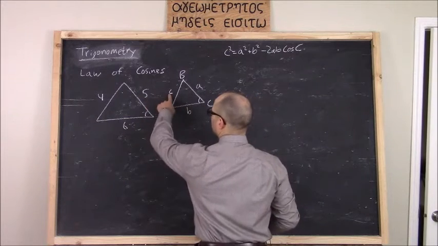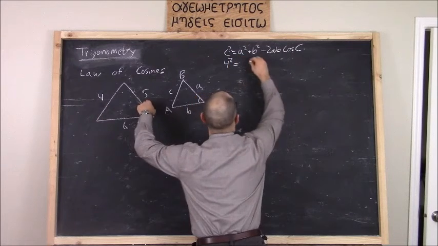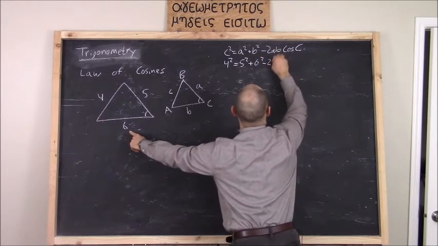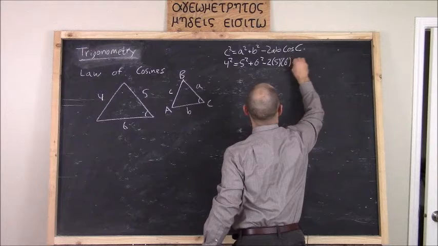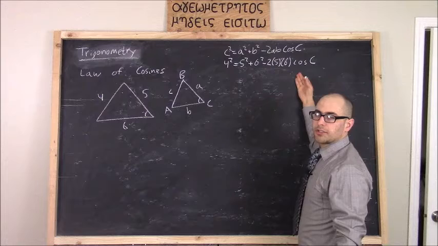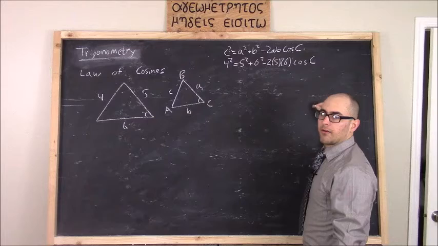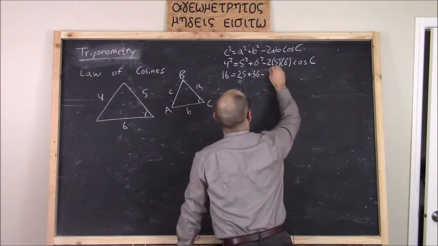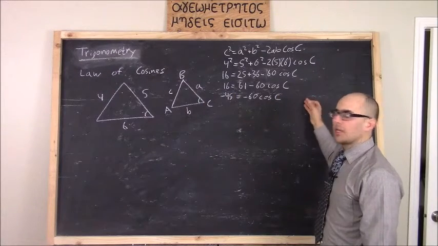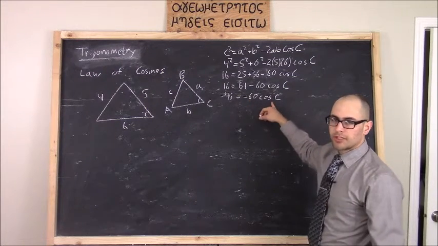So c corresponds to 4 squared is equal to 5 squared plus 6 squared minus 2 times 5 times 6 cosine C. I plugged in all the numbers, leaving one unknown, C. Now let me expand this out and clean up a bit. So following these steps, I come to negative 45 is equal to negative 60 times the cosine of C.